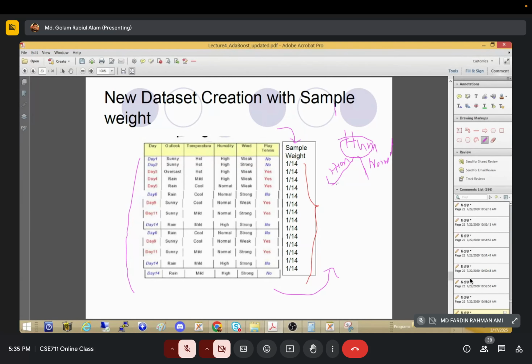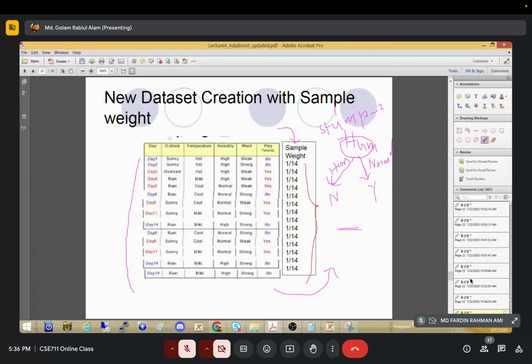So for the case of high and for the case of normal, maybe we can assume that this is our stump 2, and for normal, maybe we will play tennis, and for high, maybe we will not play tennis. I didn't compute it to find out the stump. Assume that this will be another stump. This is just an assumption.